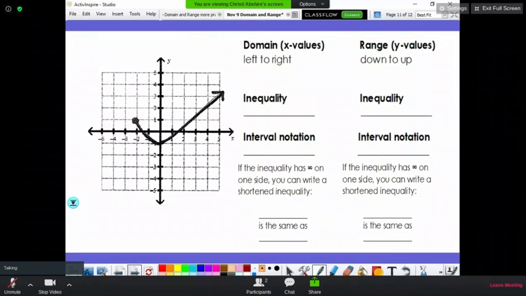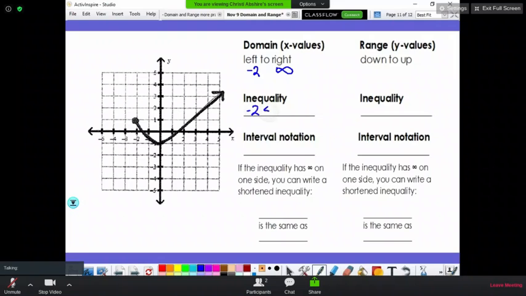Here's another example. I'm going to give you this one and one more after, just to make sure you have time to think about left and right and down and up. So on the domain, the farthest left that this goes to is -2. And the farthest right that it goes is an arrow, which is infinity.